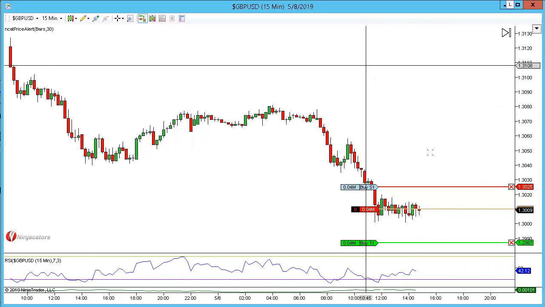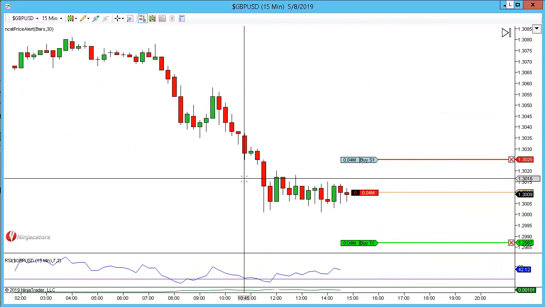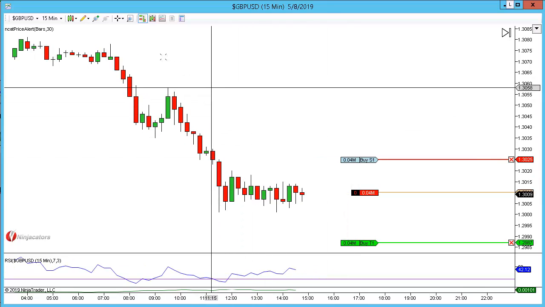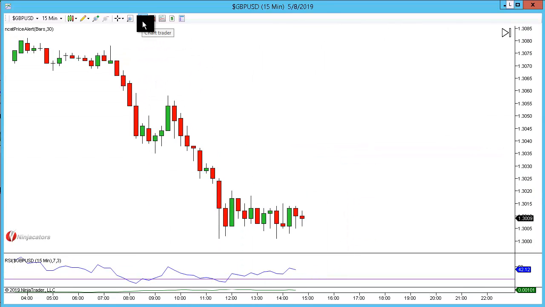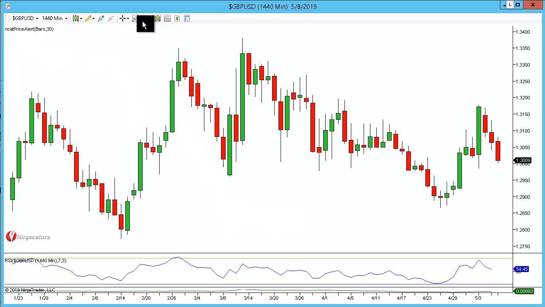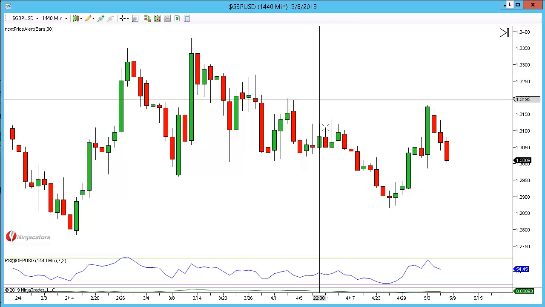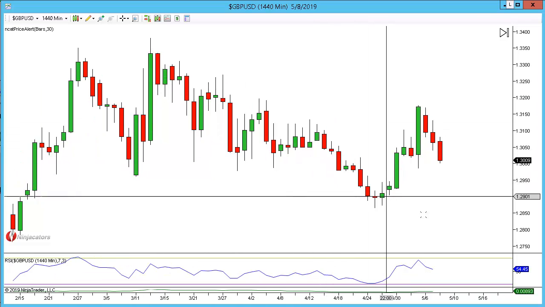This is the pound dollar, and we have a triangle that's set up here on the 15. So I'm just going to go ahead and do the high time frame analysis. There is a potential that this could just be a low and tight flag. Quite a few of these around today because of the way the markets are moving.